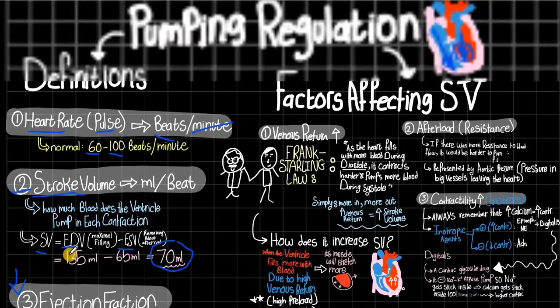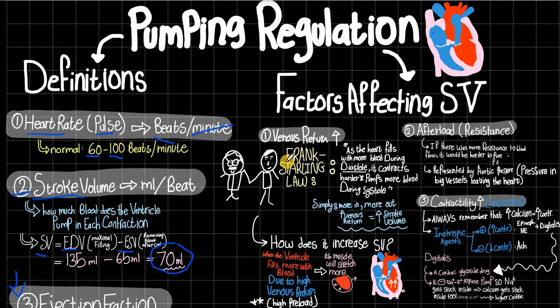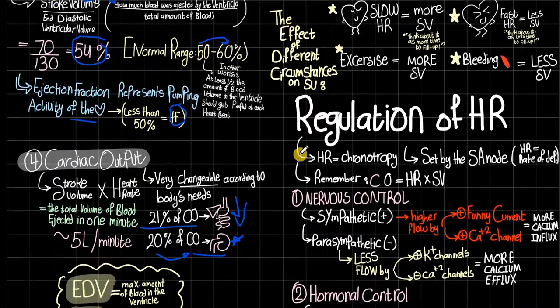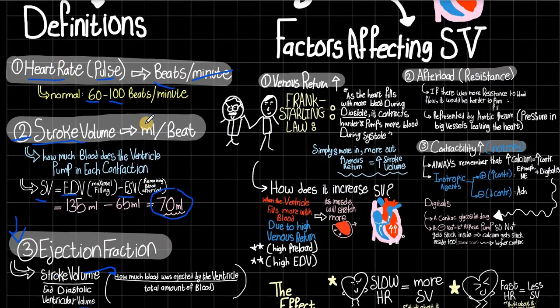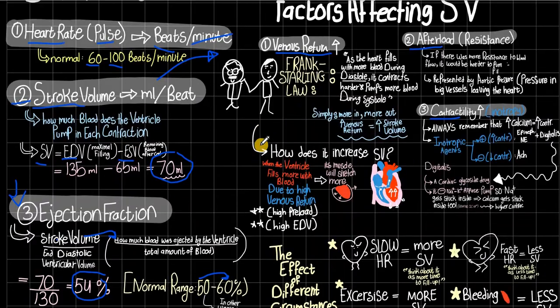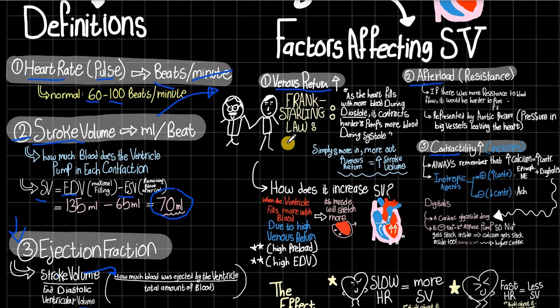So now we have finished the most important definition. Let us get into the important aspects of the lecture. The first thing we'll be talking about is the stroke volume and what are the factors that affect the stroke volume. Stroke volume is affected by three important factors. The first one is known as venous return, the second one is known as afterload or resistance, and the third one is contractility.